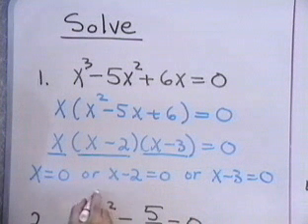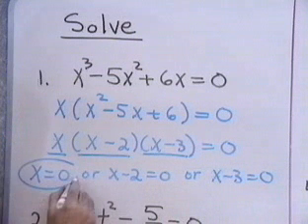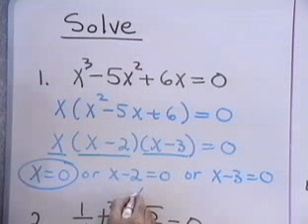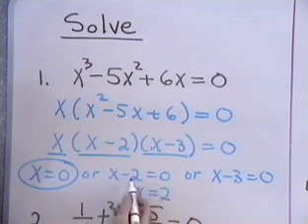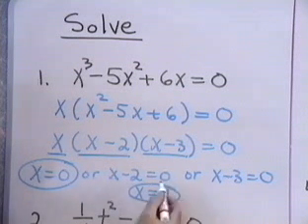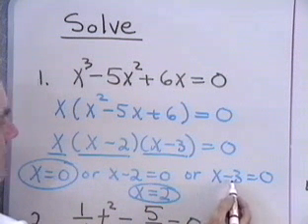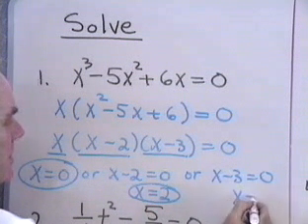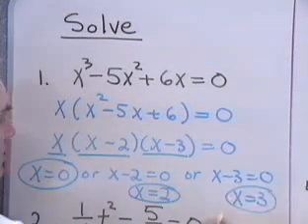So my solution set here is x equals 0. x minus 2 equals 0 means that x is equal to 2 when I add 2 to both sides of that equation. And then x minus 3 equals 0 means that x is equal to 3. So there's my third solution.